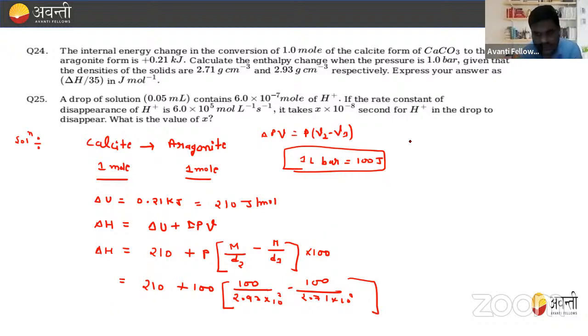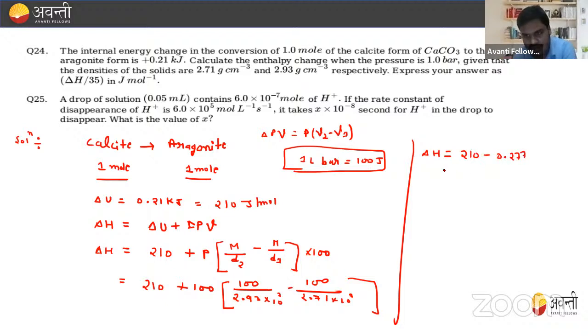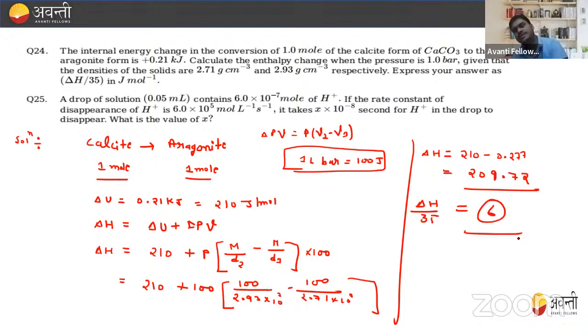So what does the answer come out to be? On solving, you'll get delta H as 210 minus 0.277, or we say it comes out to be 209.72. In this question they ask delta H by 35, so it comes out to be 6. So this is all. This question is basically from thermodynamics.